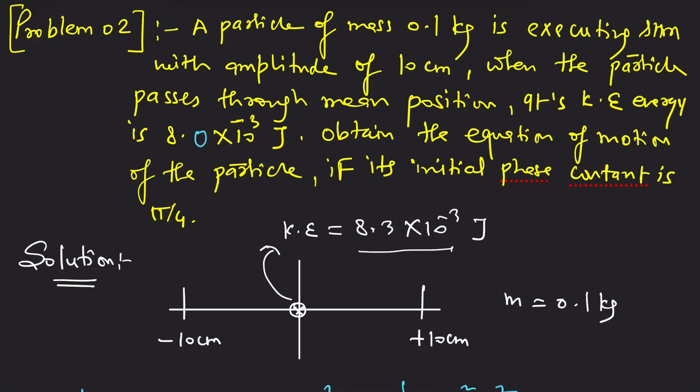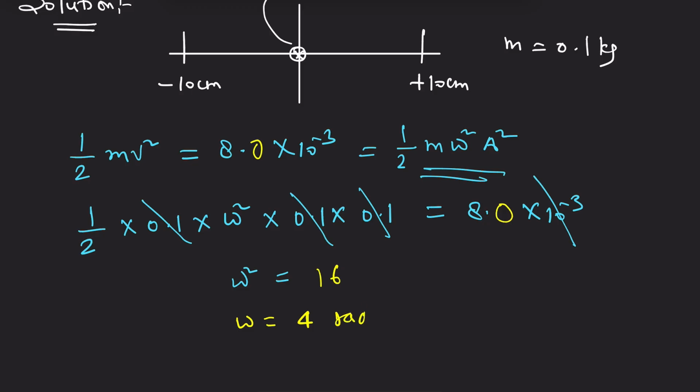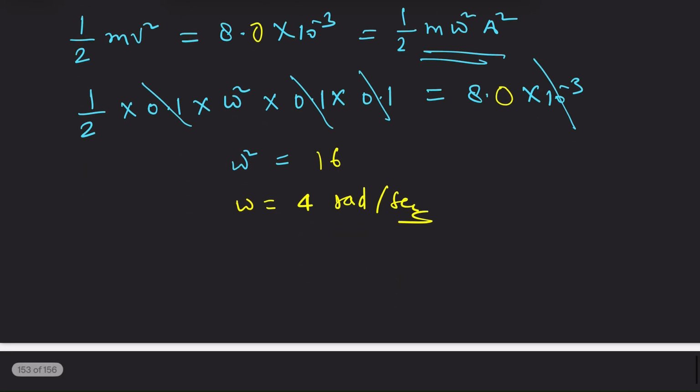Let me change the color. We are making it 8.0. So if I take 8.0 here, this will also be 8.0. So this whole thing, omega square, can be written as 16. So omega is equal to 4 radian per second. So we got omega, so we can write the x.